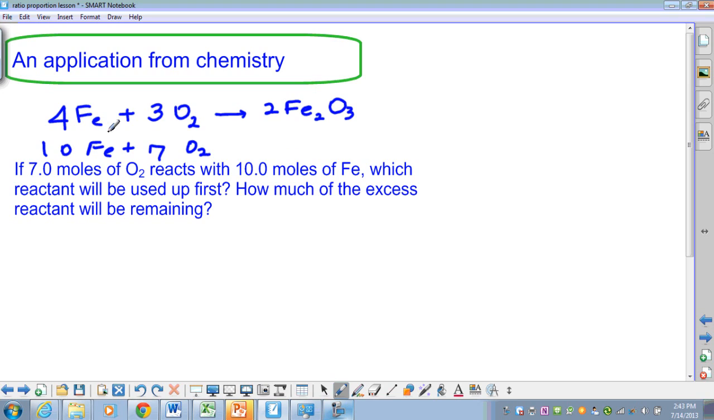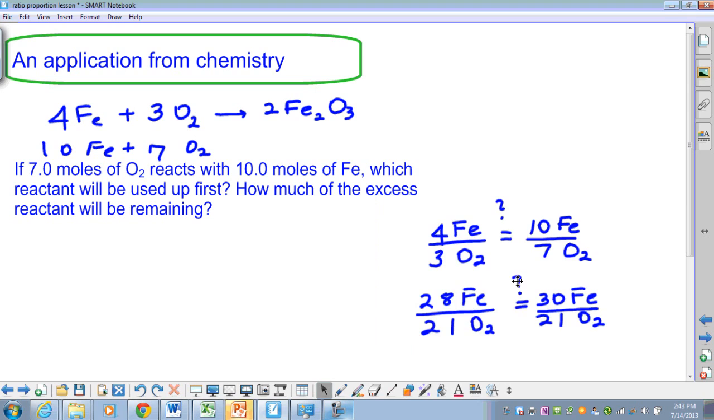Will there be an excess? Which one will be used up first? How much of the excess reactant will be remaining? Now I picked this example because in the last one we went from 3 to 6. There was a very clear pattern there, so we could do the doubling effect. But this is not an exact whole number multiple of 3, right? Therefore, it's a little bit trickier. But we can solve it without a problem.